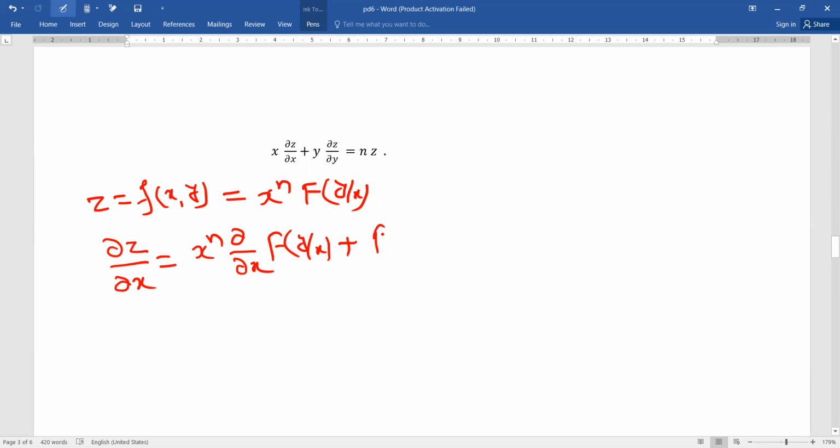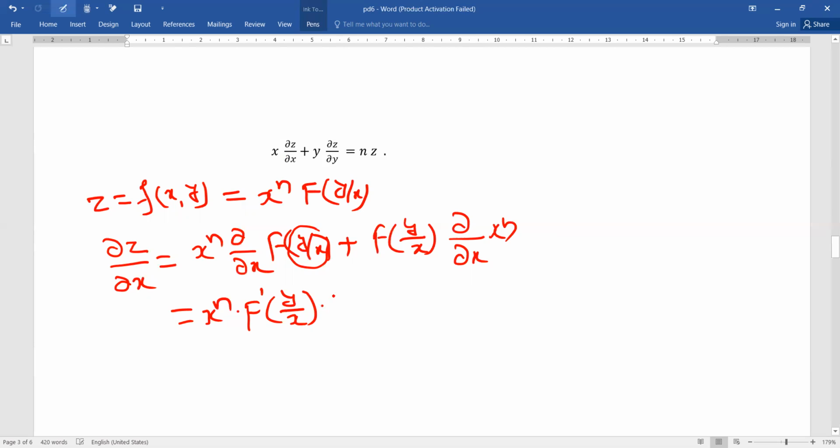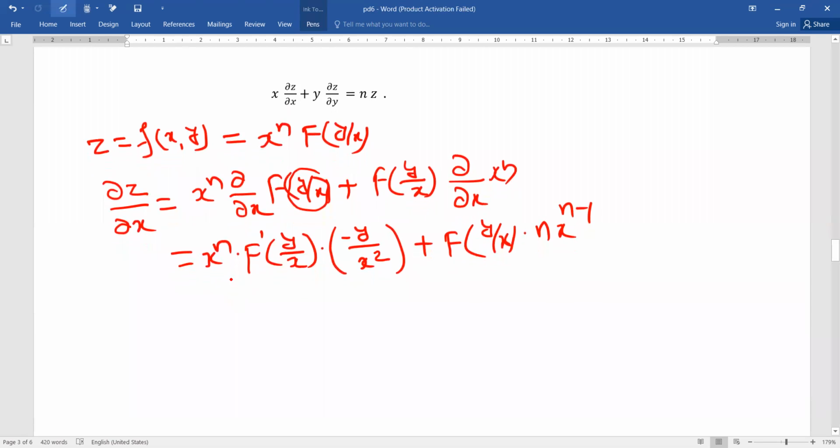second, then plus second del by del x of first. So it is x to power n. Now derivative of this f of x. तो f of x की डेरिवेटिव हो जाएंगी f dash x, that is f dash y by x, and further derivative of y by x with respect to x will be minus y by x square plus f of y by x, derivative of x to power n, it is n x to power n minus 1.